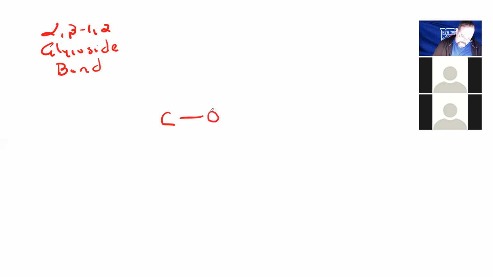And then the third linkage is an alpha beta 1,2 glycoside bond. Now, what does that look like? That looks like the following.